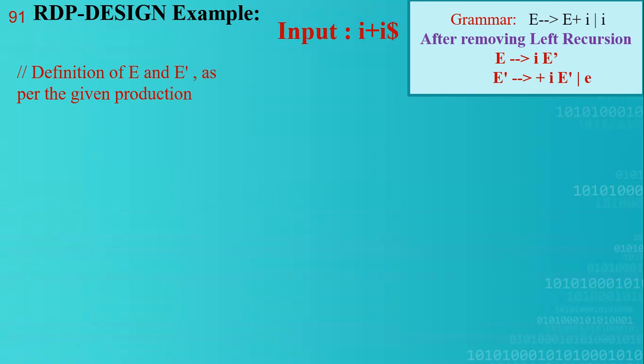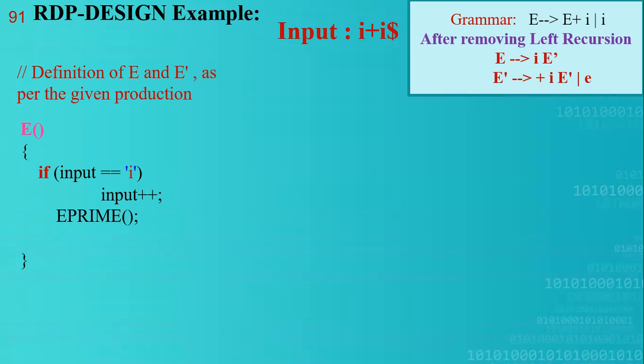So what is this E prime? Sorry, first we have to discuss E. This is the procedure written for the non-terminal E. So here E will be a function. Then the first symbol is I, right? And we need to compare. So here this is a variable that is called the input variable.